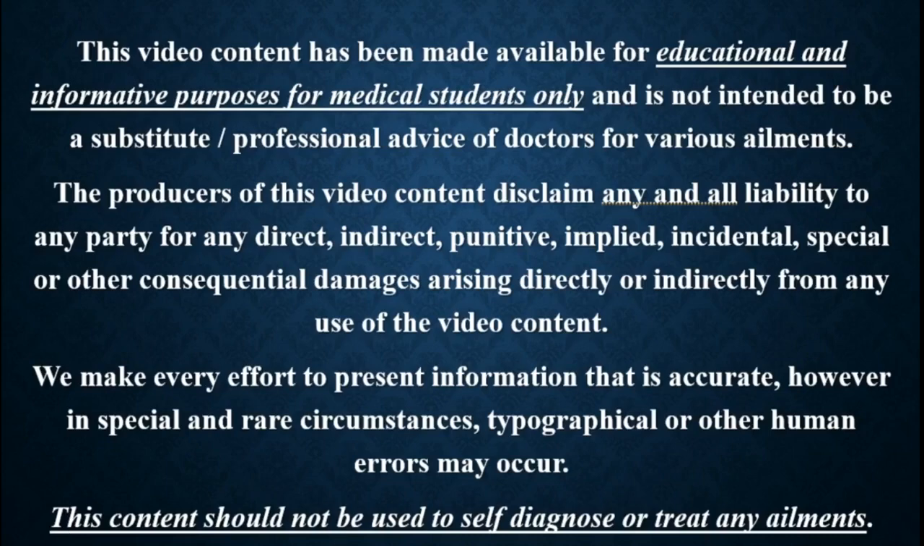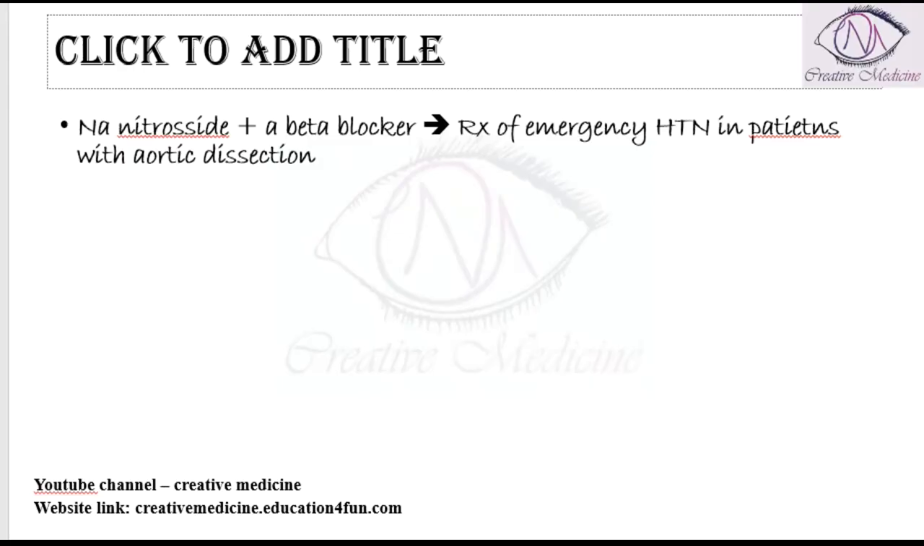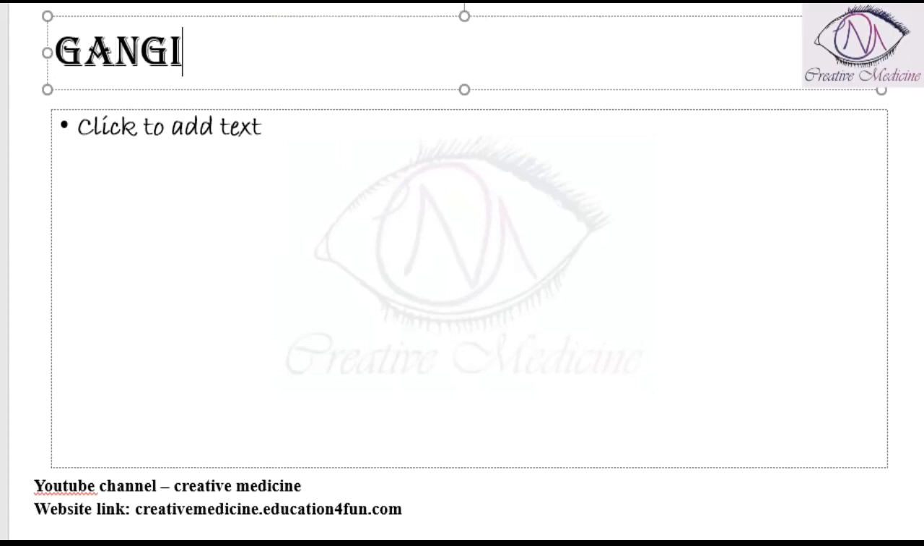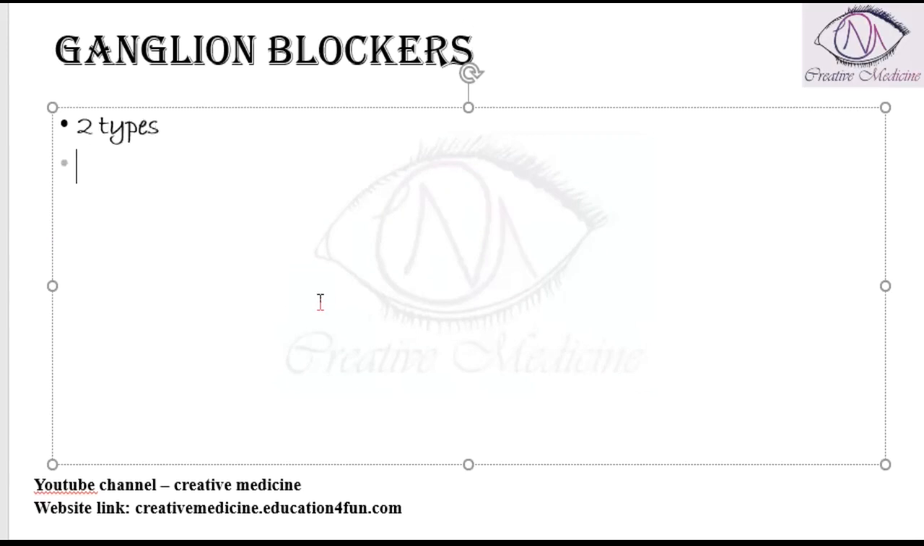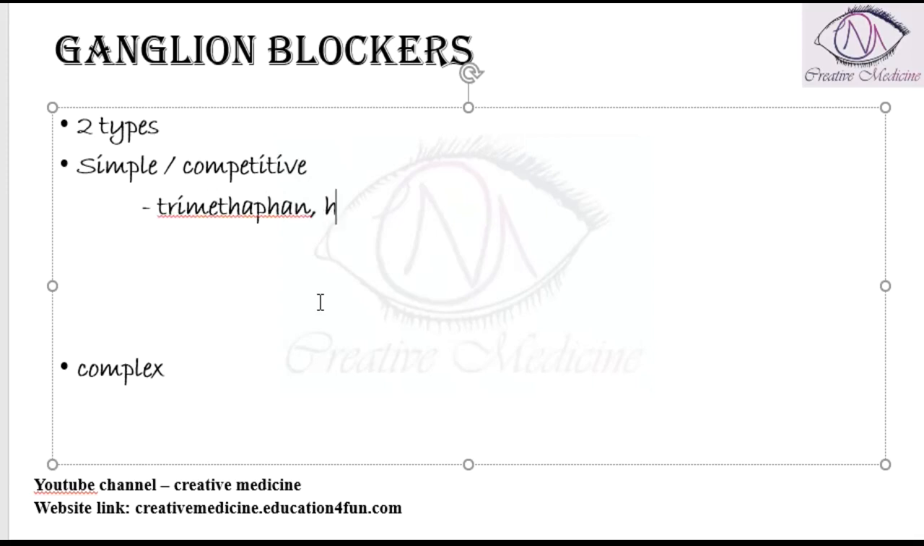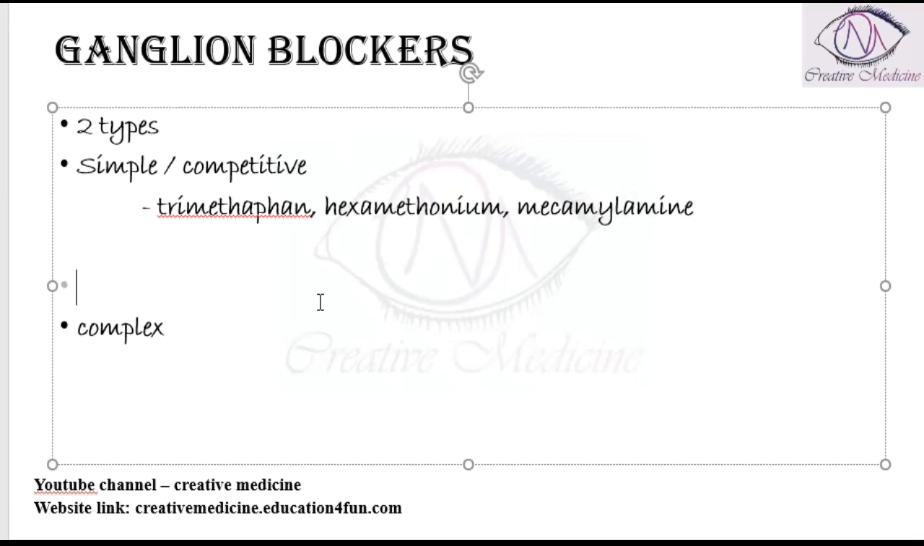In this lecture, we will learn about ganglion blockers. Ganglion blockers are actually of two types. We have simple ganglion blockers and we have complex ganglion blockers. Simple ganglion blockers are also called competitive blockers. The main examples of simple ganglion blockers are trimethaphan, hexamethonium, and mecamylamine.